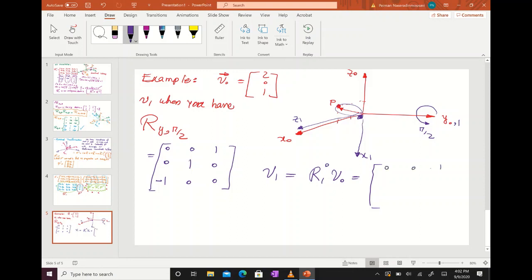0, 0, 1, 0, 1, 0, minus 1, 0, 0, and in your point, this is your P point, this point P. So it's going to be how much? It's going to be 2, 0, and 1. If you do the calculations, you get this, guys: 1, 0, minus 2.